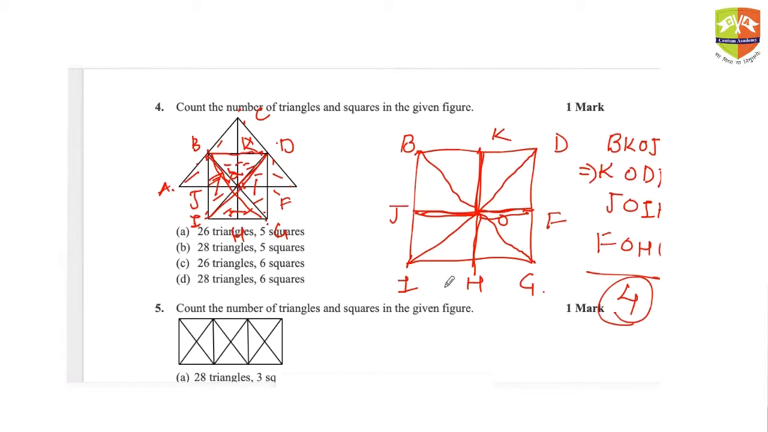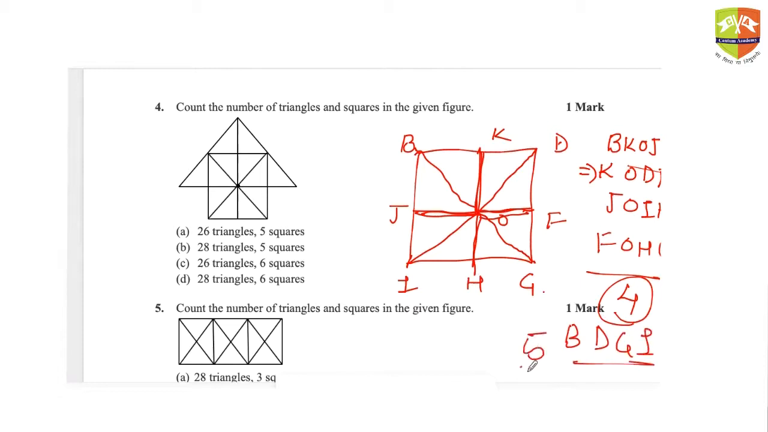The other square which is difficult to find out over here is, try to understand, if you look at here, if I remove everything here, one square is B, D, G, I, which is visible here. So most of the people will write five squares.